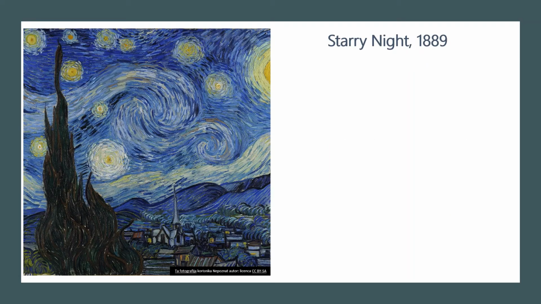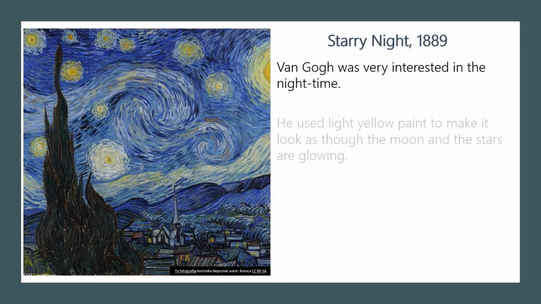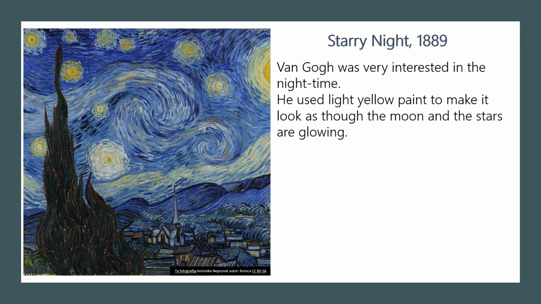It's The Starry Night, painted in 1889. Van Gogh was very interested in the night time and he used light yellow paint to make it look as though the moon and the stars are glowing.